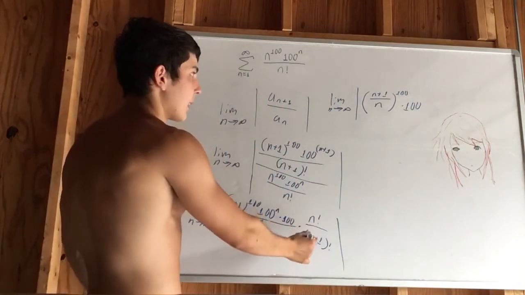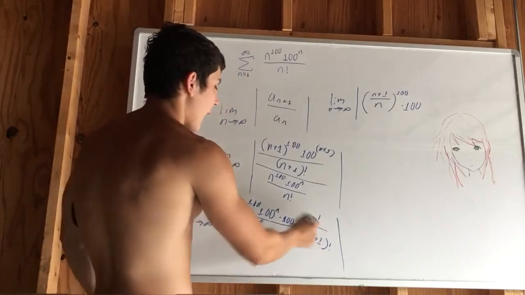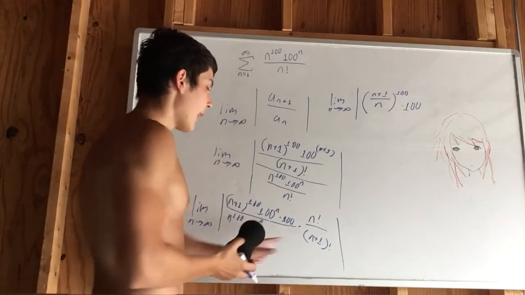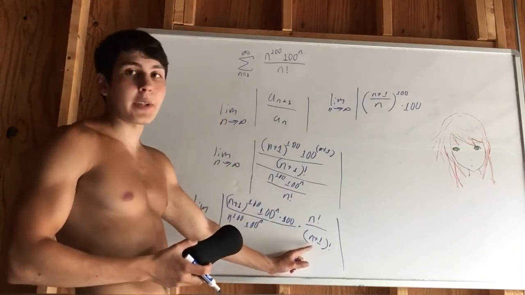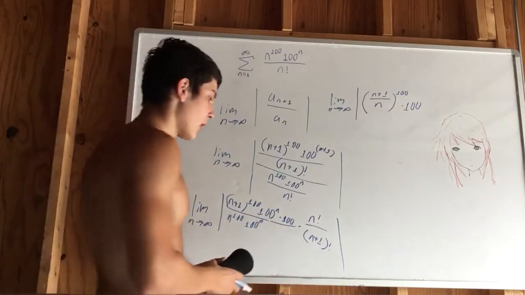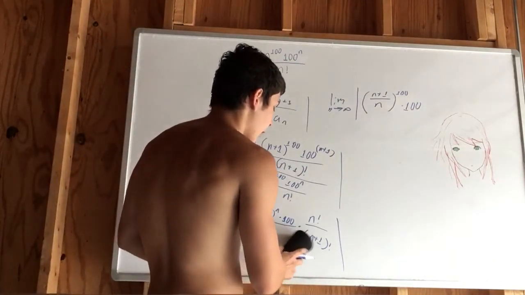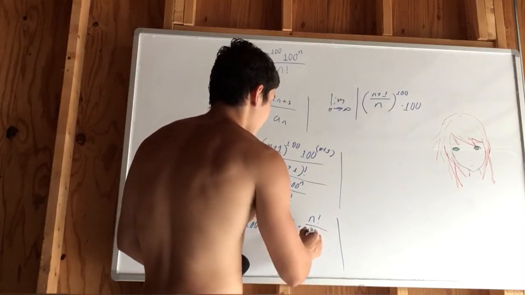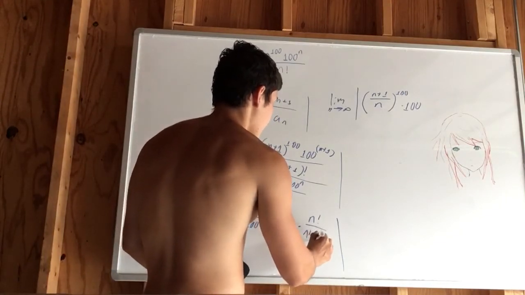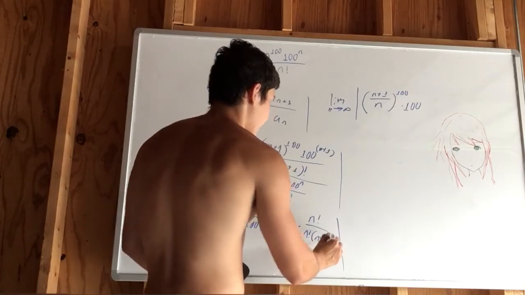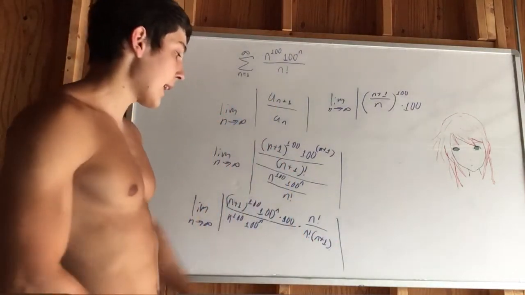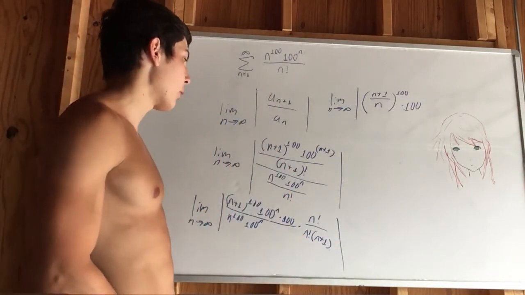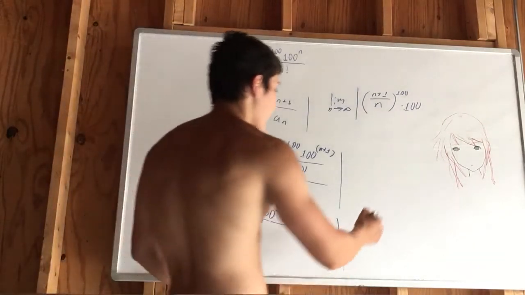And this thing is nice because we have n factorial, and we have n factorial that we can factor out from this one. We could factor out n factorial from this and have n factorial times n plus 1. And that's the same as what we had before. If you don't believe me, you can plug in numbers.